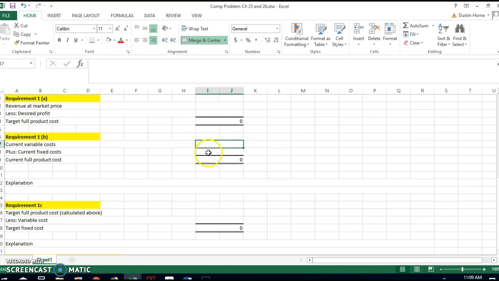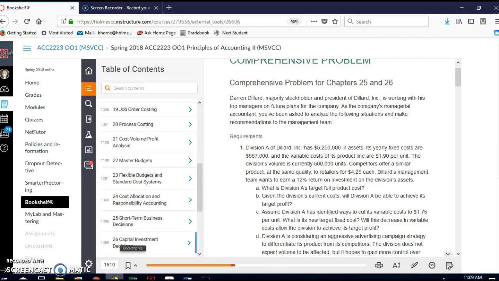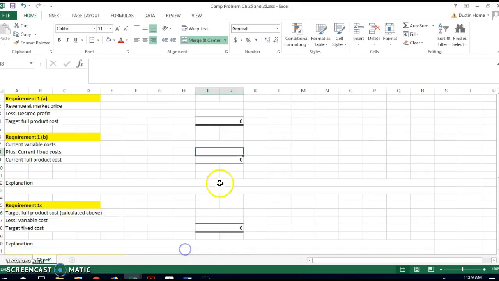Now, your fixed cost, there's no calculation. You're just going to type that right in. They tell you what fixed cost is. Fixed costs are $557,000. So you will just manually type that in. And that will give you your full product cost. So this your variable plus your fixed will give you your full product cost.